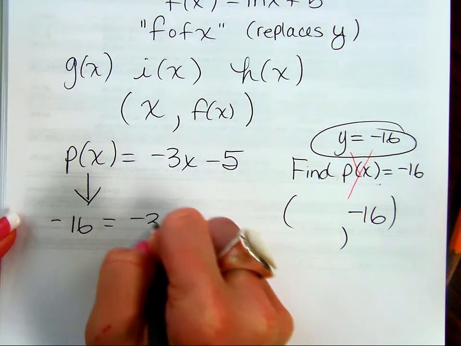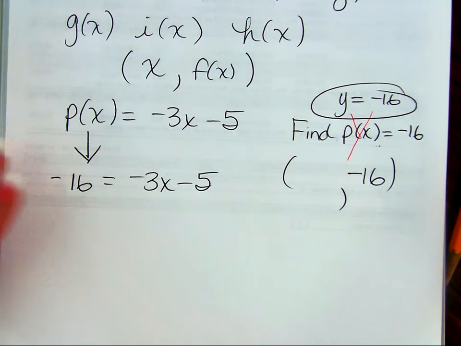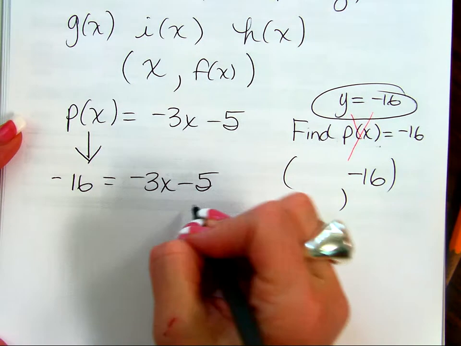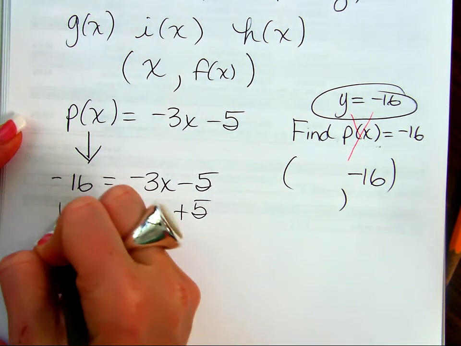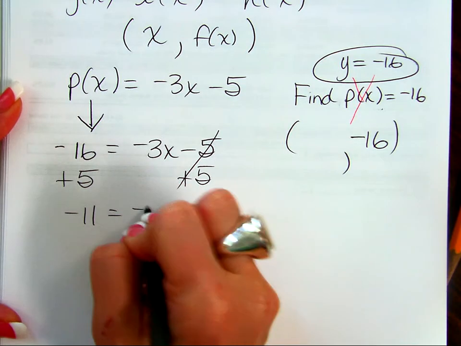And then once you get it in the right spot, it's kind of like, whoo, home free, because you know how to do that. The tricky part of today is figuring out where to put it. Which one? Okay? So now you just solve for x. So put 5 here, add 5 here. This is going to give you negative 11 equals negative 3x.